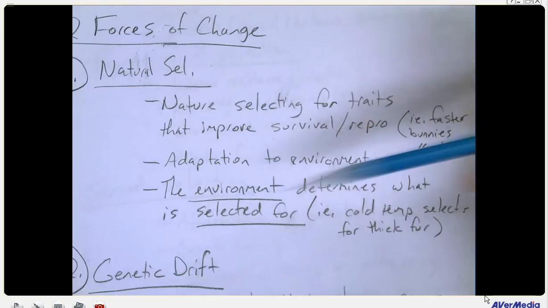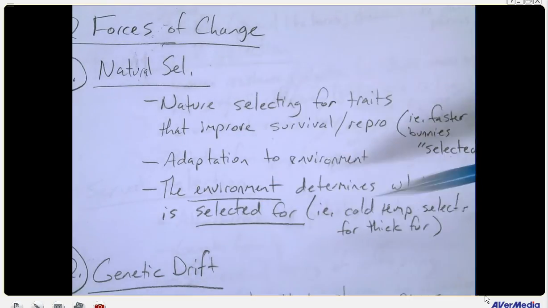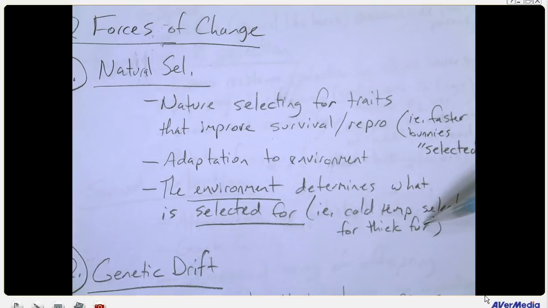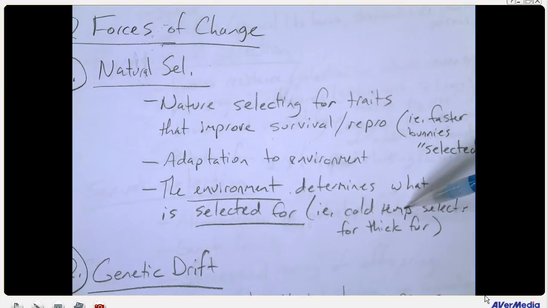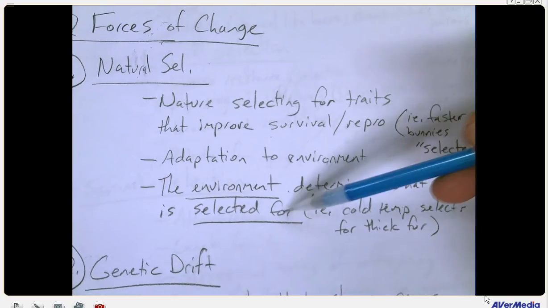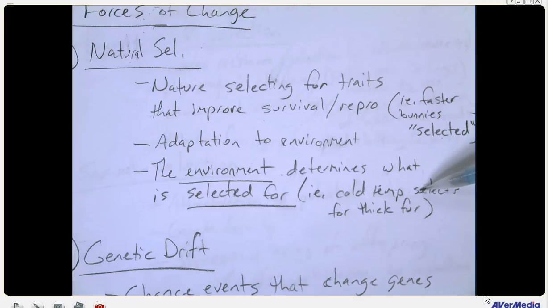The environment determines what's selected for. That's important. The mutations are random. You could have a mutation to a bear population for thick or thin fur. However, if you're in an environment that's cold, it's not going to be just luck that determines whether or not you get thin or thick fur. Only thick fur provides you a survival advantage in cold temperatures. So even though the mutations are random, what's selected for is not random. The environment determines what's selected for. Thick fur is selected for because in cold temperatures, thick fur provides you a survival advantage. You pass on those traits more often until the entire population has thick fur.